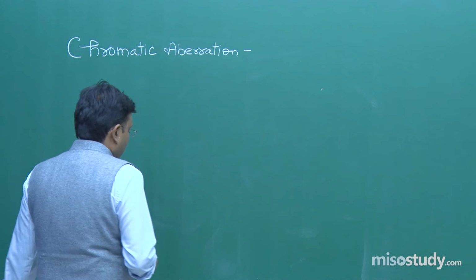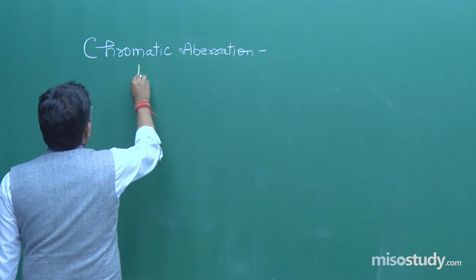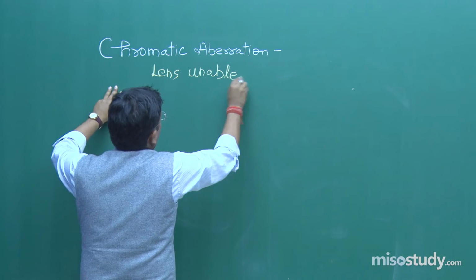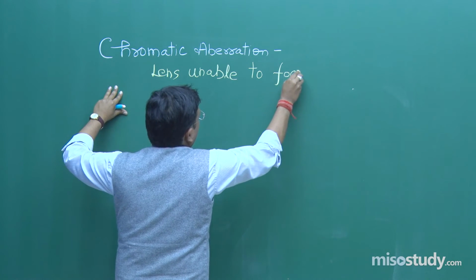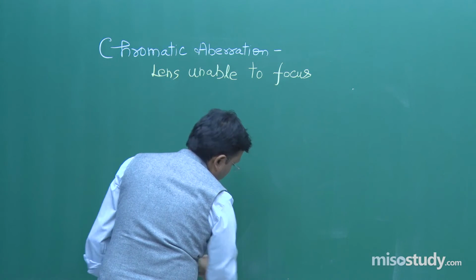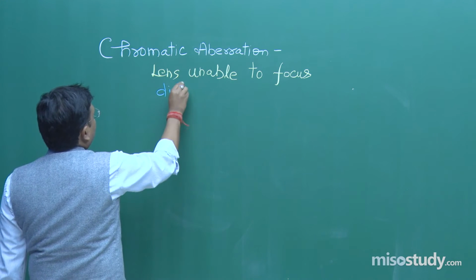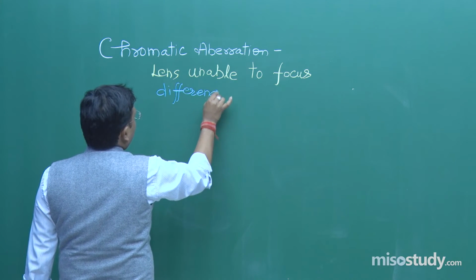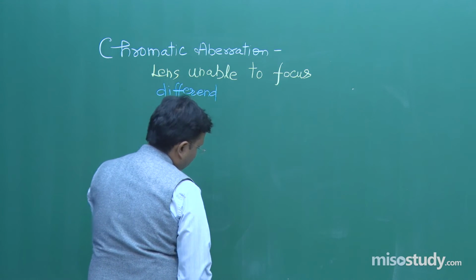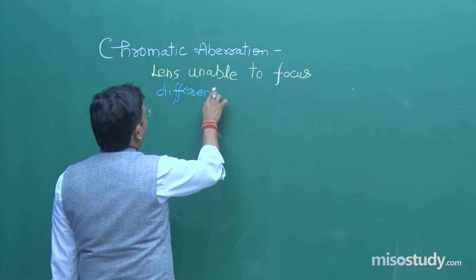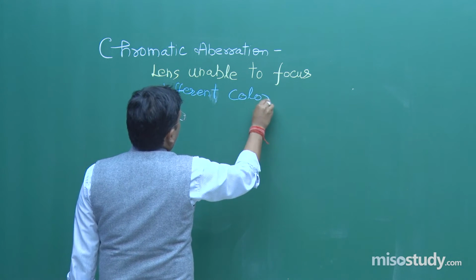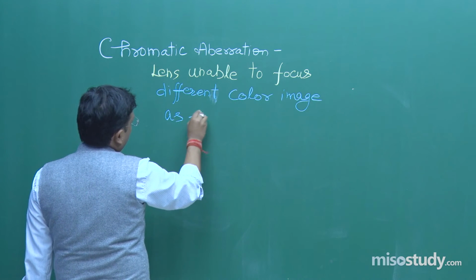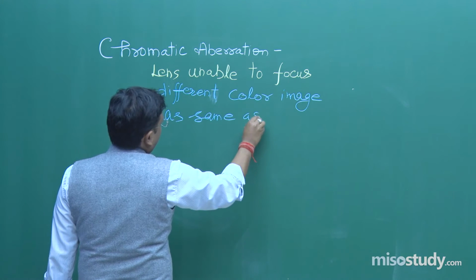Now please try to understand. A lens is enabled to focus different colored images, and I will use red and blue chalk to show you some diagrams, different colored images as similar as they are.